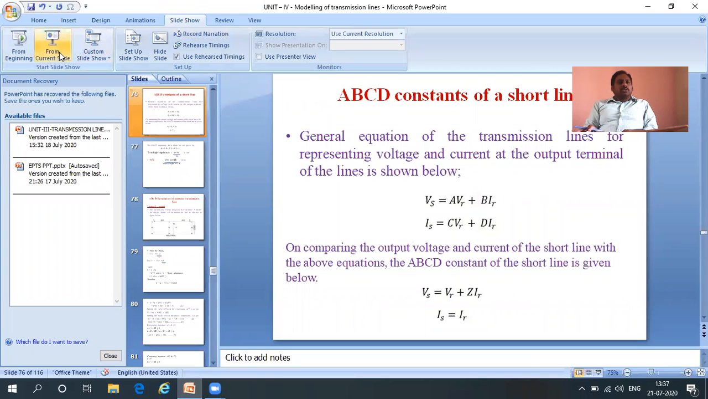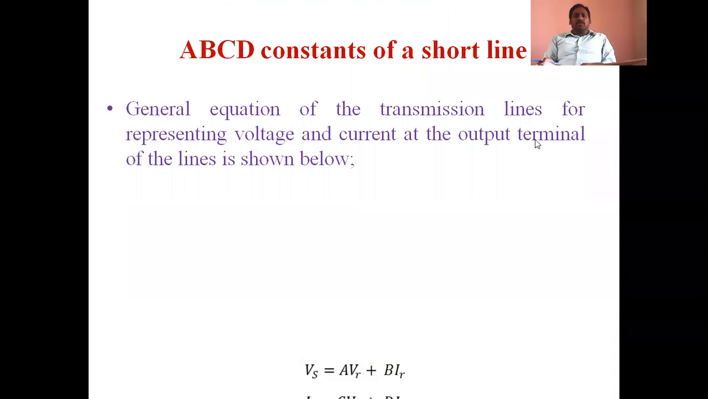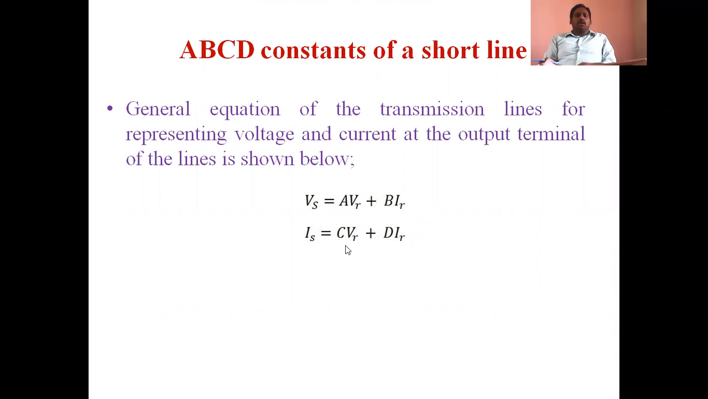So see here, the basic voltage and current equations, that means the sending end voltage and sending end current equations, are Vs is equal to A into Vr plus B into Ir, Is is equal to C into Vr plus D into Ir. These are the basic sending end voltage and sending end current equations in terms of ABCD parameters or constants and receiving end voltage and receiving end current.